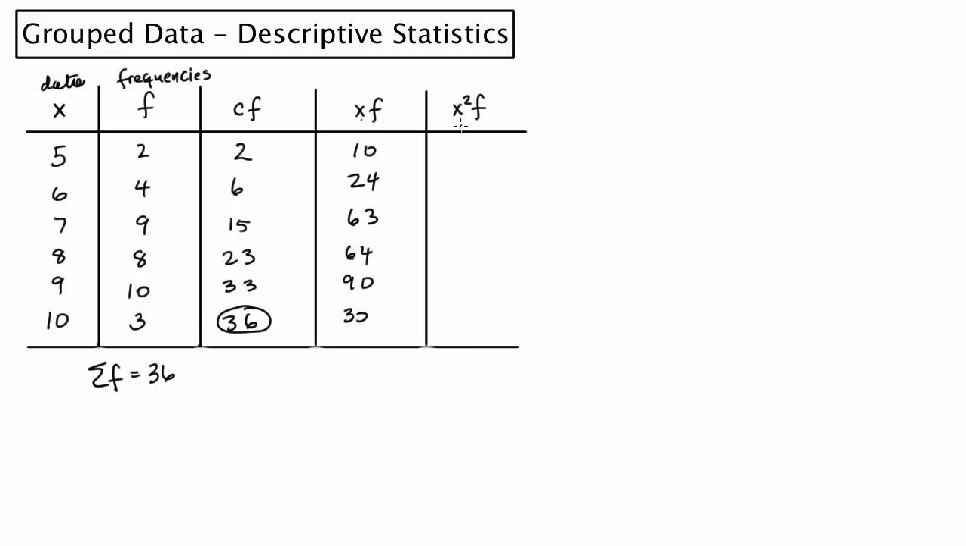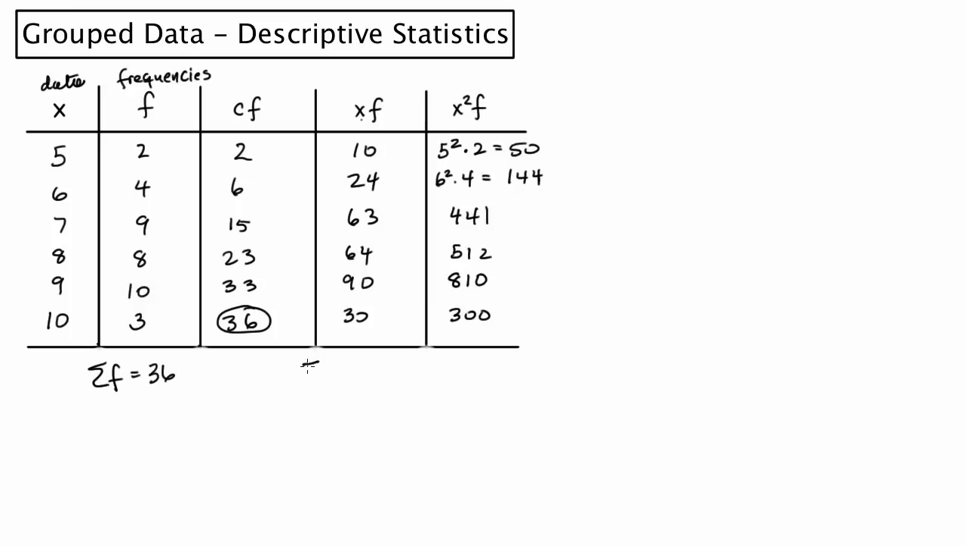Finally, for this last column, you have to square the first column and then multiply by F. So just as a small example, 5 squared times 2 gives us 50. 6 squared times 4 is 144. And so on. Next up is 441, and 512, 810, and finally 300 for the last one.